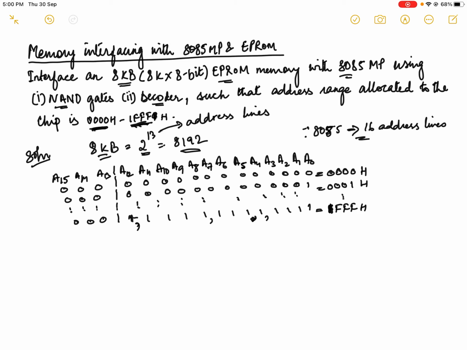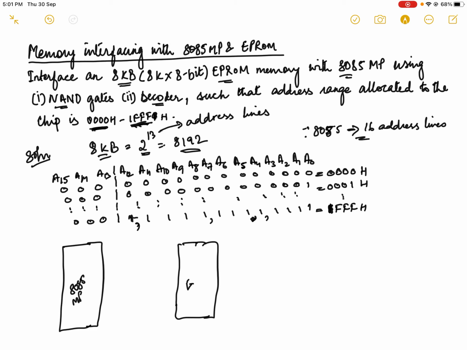For a diagram of this, first I'll implement it using NAND gates. We'll draw an 8085 microprocessor here, and let's take this as your EEPROM. Your address lines A0 to A12, that is 13 address lines, will go here to the EEPROM. This is just a group of lines.